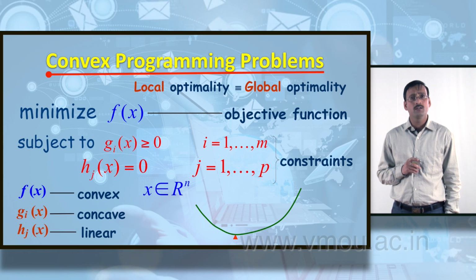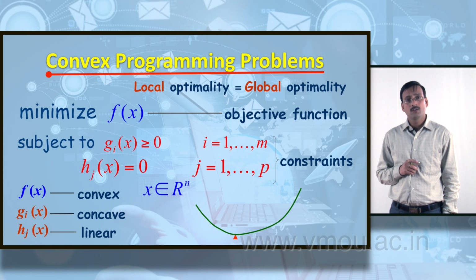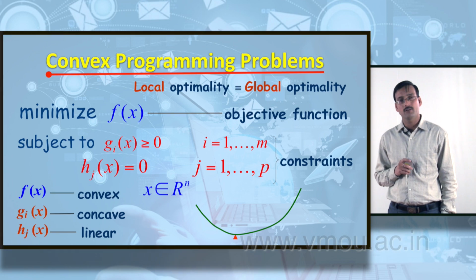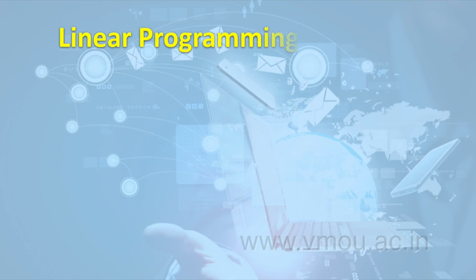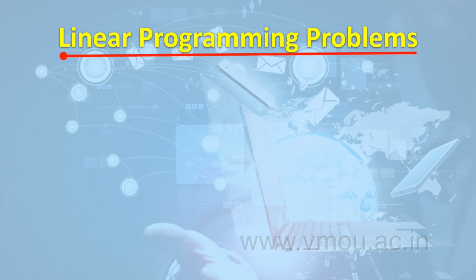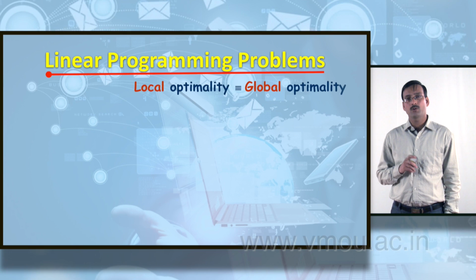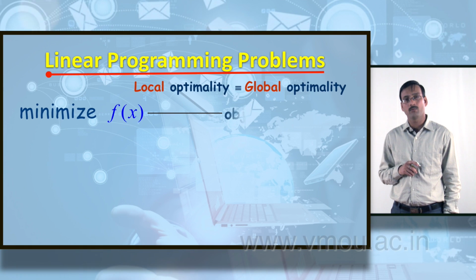It is to be noted that the function f(x) may be a nonlinear function, but it must be a convex function. So, this is actually a special case of the nonlinear programming problem. The convex programming problem is a special case of the nonlinear programming problem. Another special case is the linear programming problem. With respect to certain constraints, a nonlinear programming problem can be reduced to a linear programming problem.